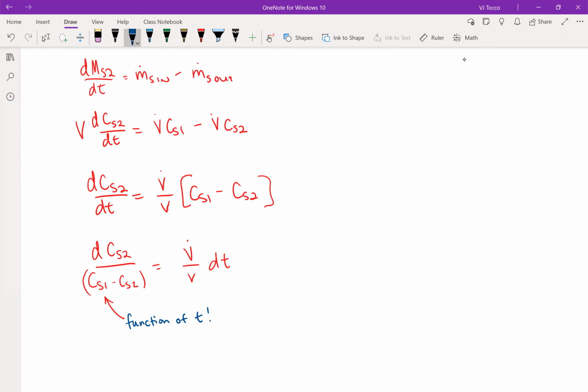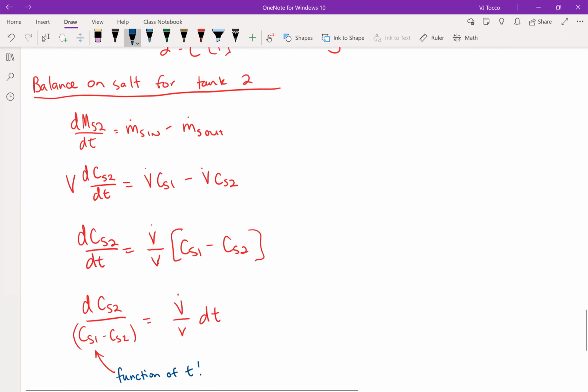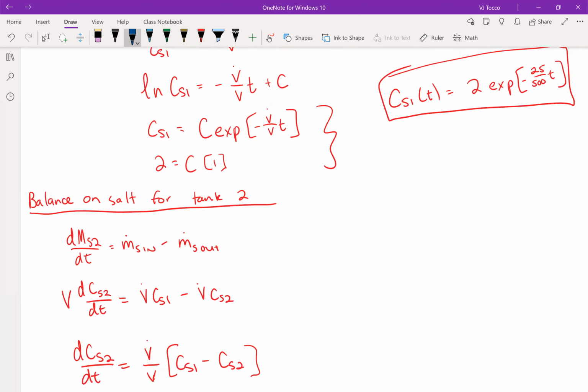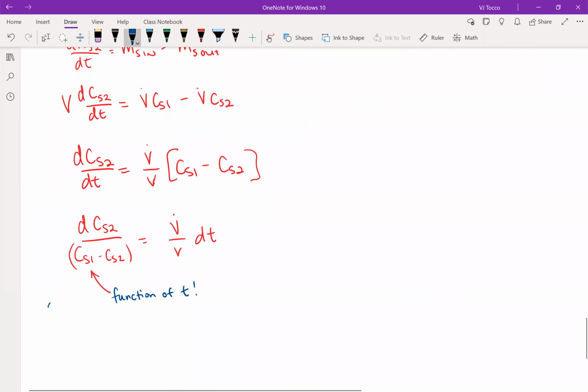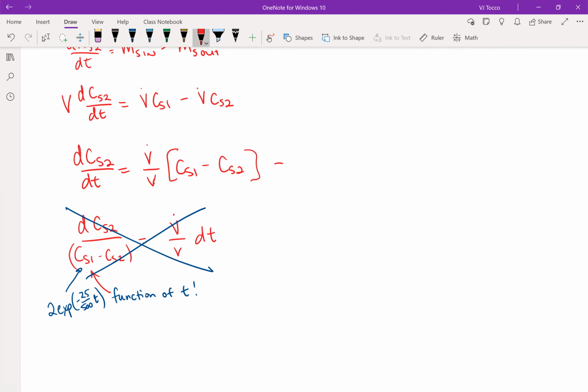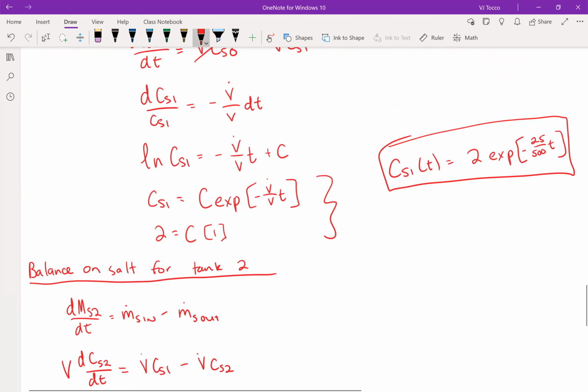Therefore, if I'm separating variables, I have to have all the stuff that's a function of t on the one side and all the stuff that's a function of CS2 on the other side. And I know this is a function of t because if I plug in what I know that it is, this is 2 times exponent of minus 25 over 500 times t, right? So therefore, I can't solve this. This is an improper step, by the way. And to just go one more step here, it's going to be V dot over V. And CS1, I'm going to plug in what I know CS1 to be.